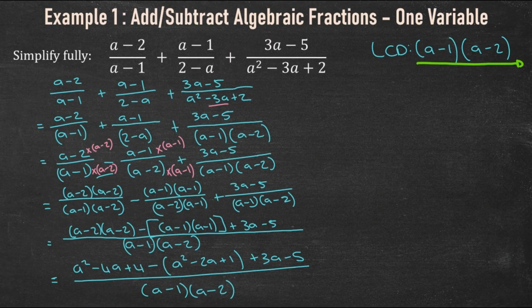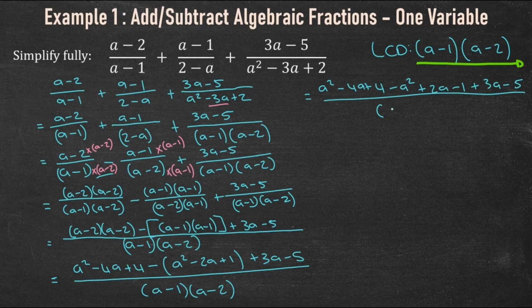Next step, we are going to get rid of these brackets by multiplying this negative sign into the brackets. So let's start by rewriting the first few terms until we get to the minus sign. Plus 4. Okay, so we've got this negative times with positive a squared gives us negative a squared. Negative times with negative 2a gives us positive 2a. And negative times with positive 1 gives us negative 1. And then we add these two terms as well, plus 3a minus 5, all over our common denominator.